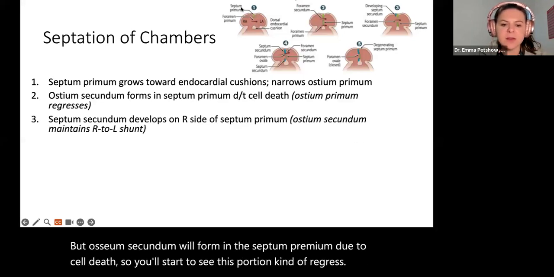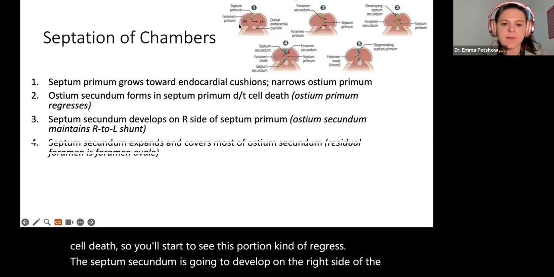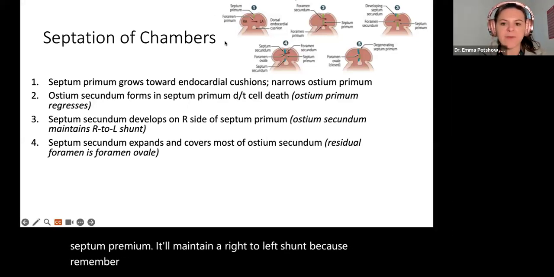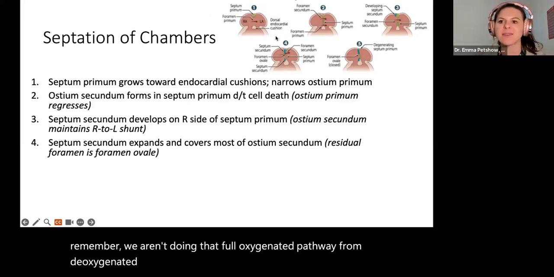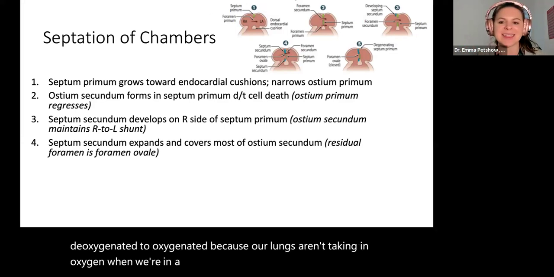The septum secundum is going to develop on the right side of the septum primum. It'll maintain a right to left shunt, because remember, we aren't doing that full pathway from deoxygenated to oxygenated, because our lungs aren't taking in oxygen when we're in a fluid sustained state.